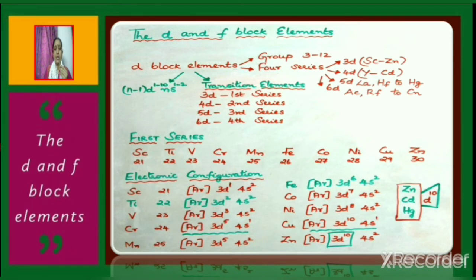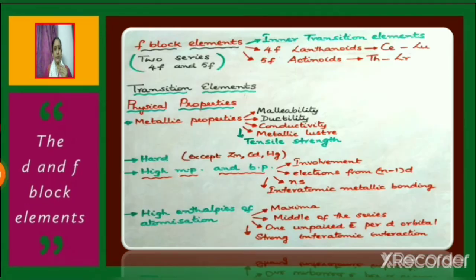Now consider zinc, atomic number 30. The configuration can be written as argon 3d10 4s2. Thus we find that in the case of zinc it has completely filled d orbitals. It is 3d10 configuration, so it has completely filled d orbitals. So this is the reason why zinc, cadmium and mercury are not considered as transition elements, because they have completely filled d orbitals. They have d10 configuration.